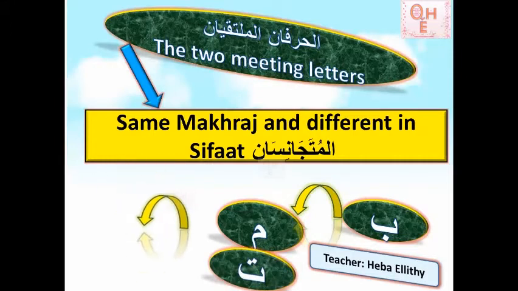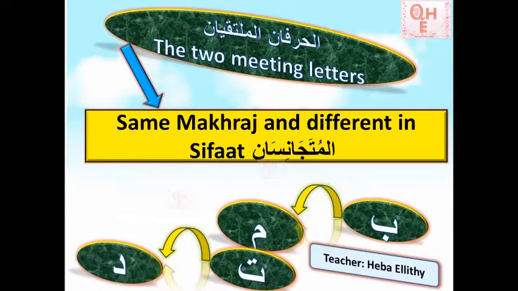Letter ta and the letter ta, pa or dal come from the same articulation point. There are different Sifat between them, but the articulation point is the same. Remember when we explained the Sifat, we said that these letters are from the same family, like brothers and sisters, so they have different characteristics.